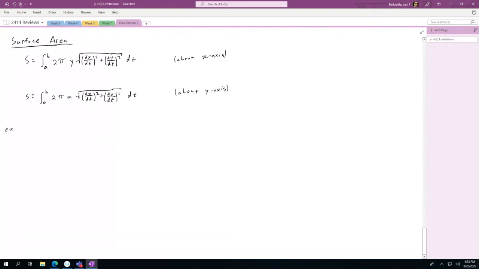So if we did a quick example, we're going to find the surface area of a sphere. And we can find the surface area of a sphere by rotating a half circle about the x-axis. So y is equal to sine t, x is equal to cosine t. But because we're only rotating a half circle, we need t to go between 0 and pi.